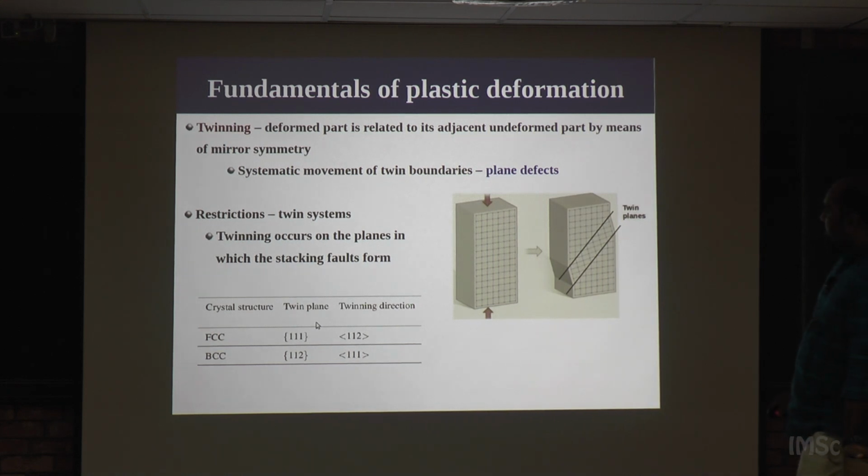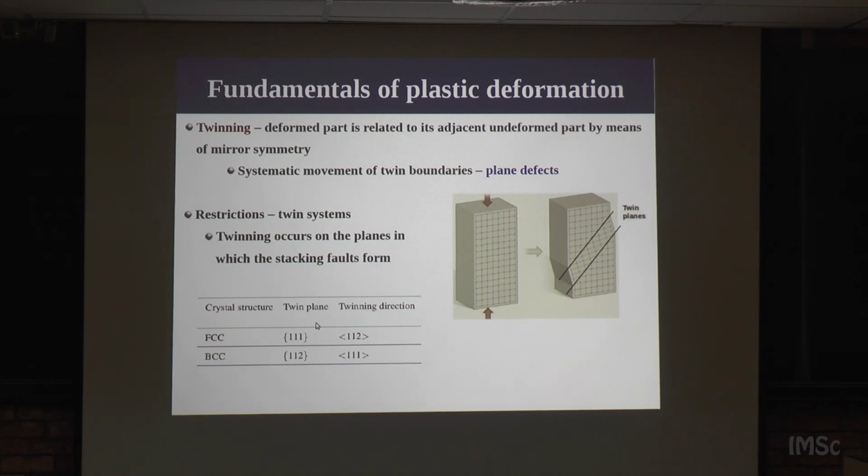Now, apart from slip, there is another interesting mechanism, that is the twinning mechanism, where you can see the deformed part, let us say, is related to the parent one by mirror symmetry. It means the deformed crystal is just a mirror reflection of the parent undeformed part.